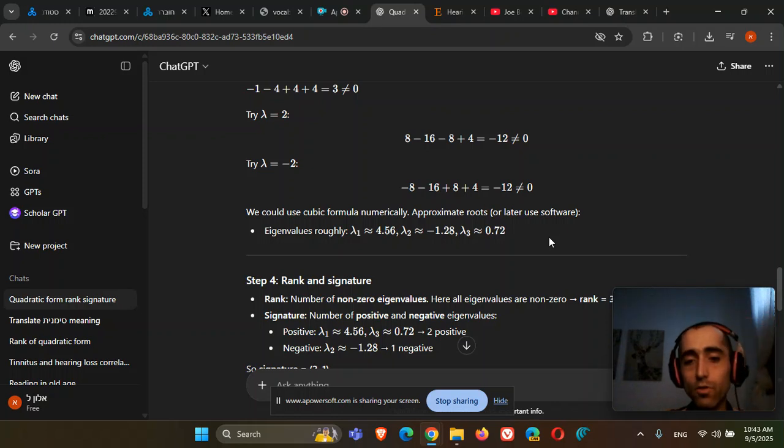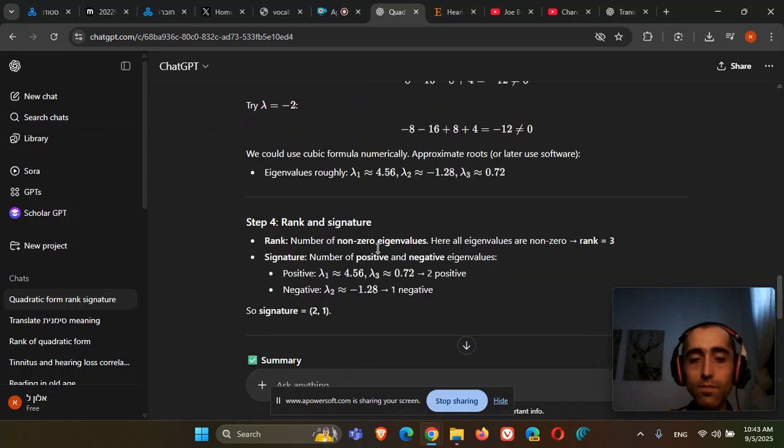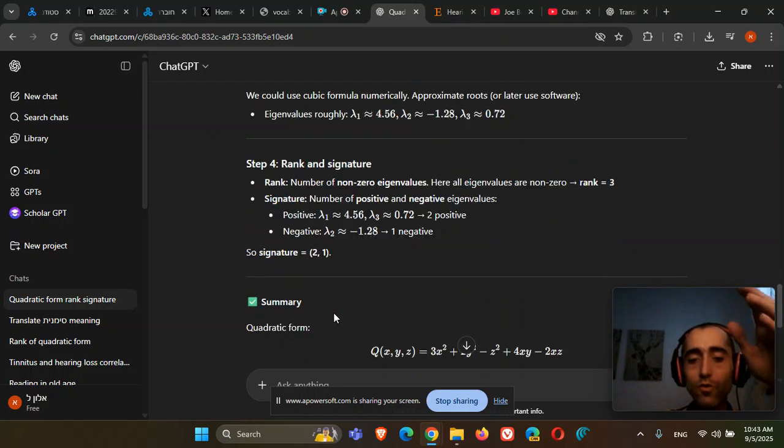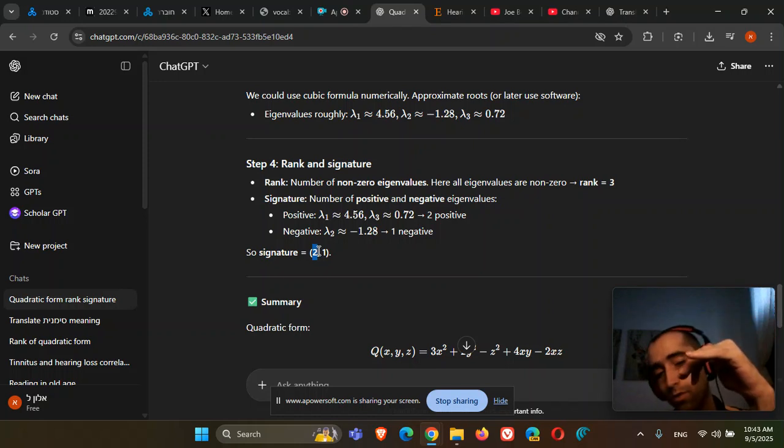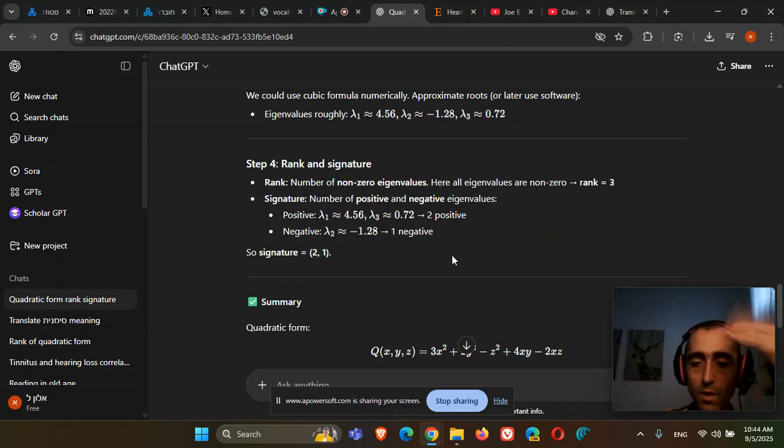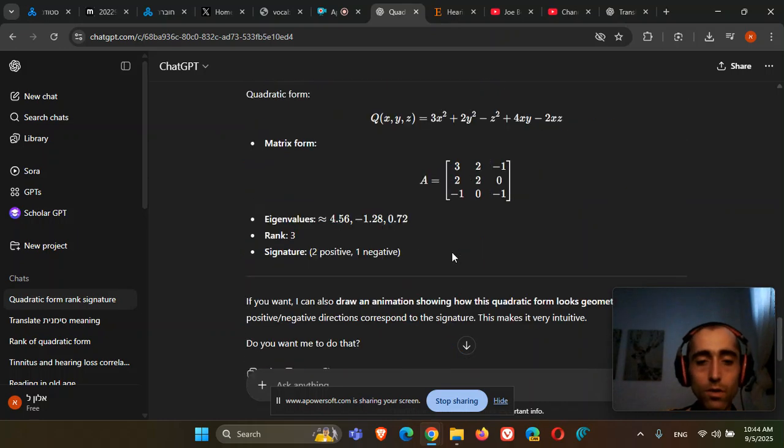Now the signature is: take the number of positive eigenvalues, take the number of negative eigenvalues, and you can see here the signature. Sometimes, to evaluate the signature, we do the number of positive eigenvalues minus the number of negative eigenvalues. So it will be just 1. Or you can do it like this, it depends on your institution, things like this.